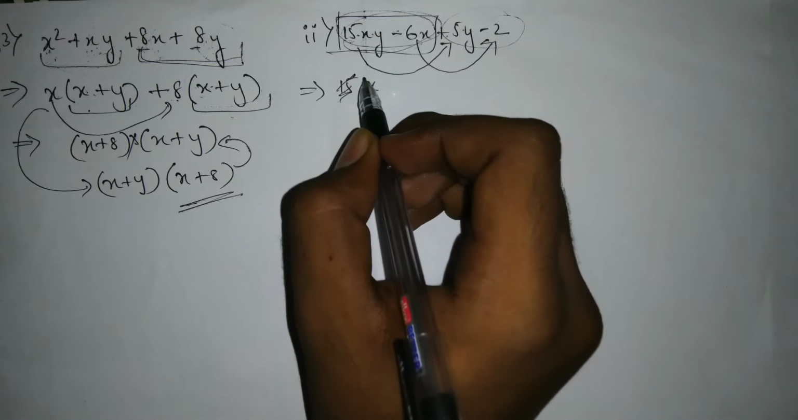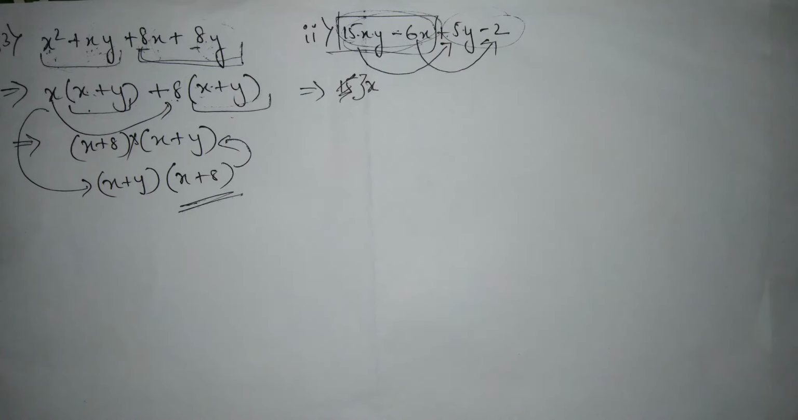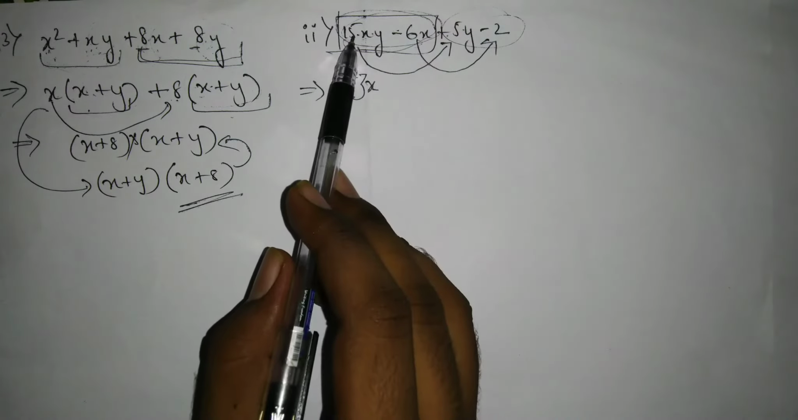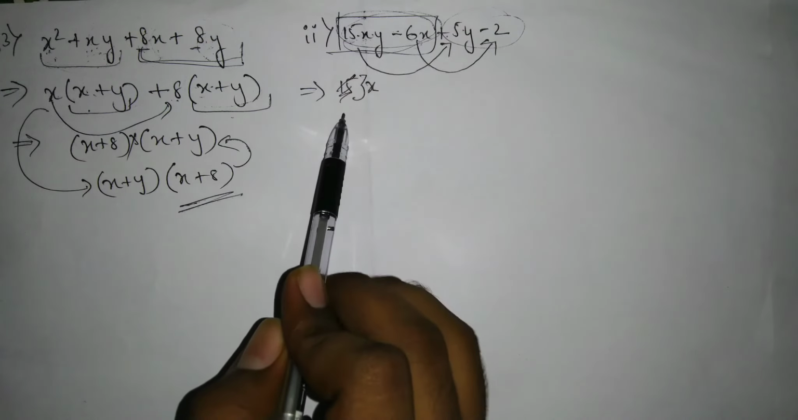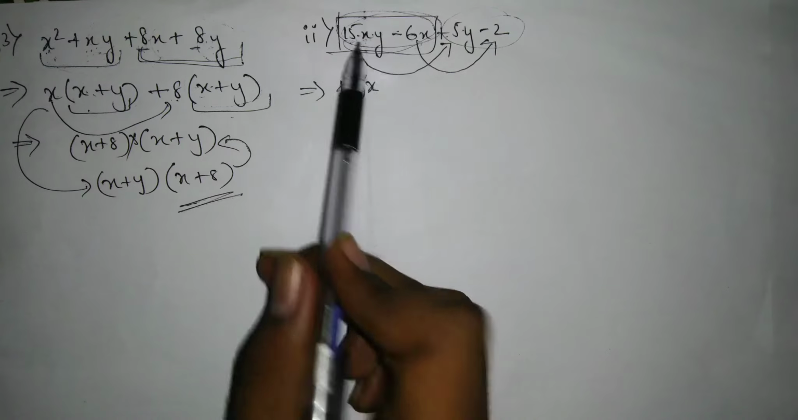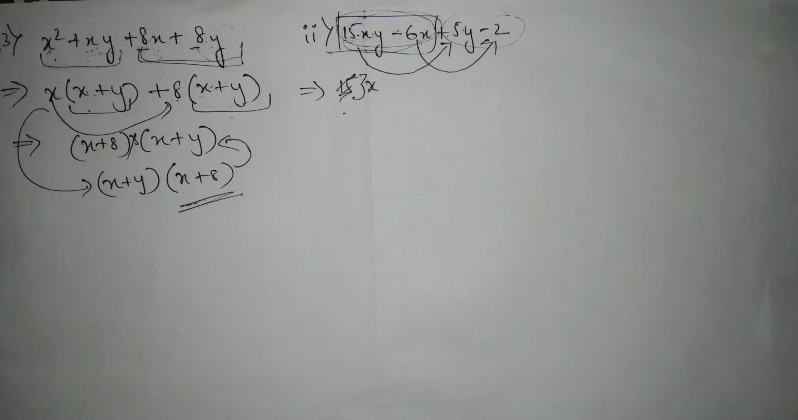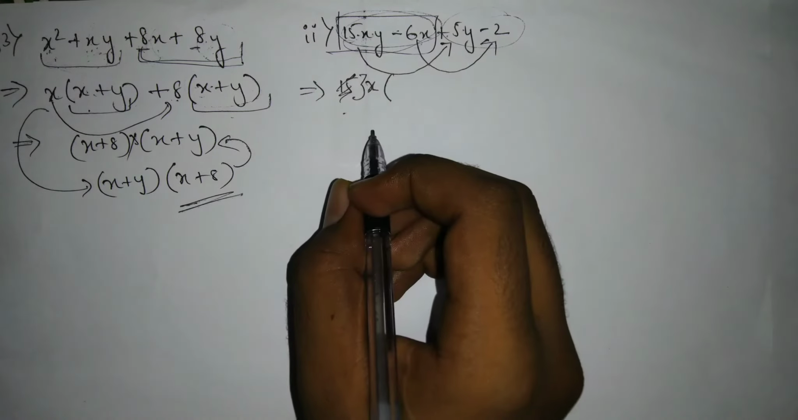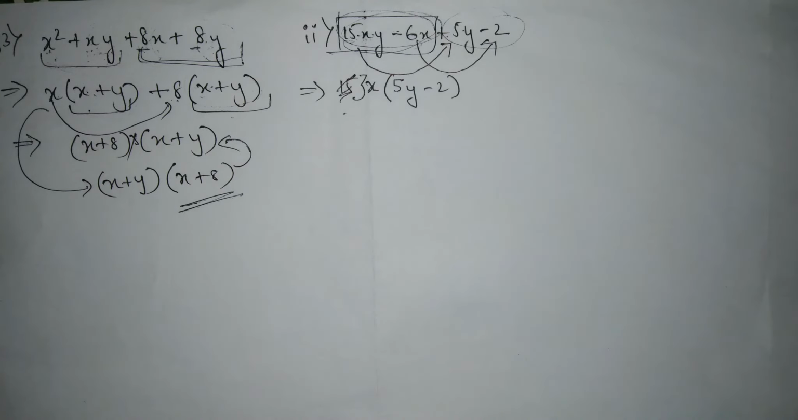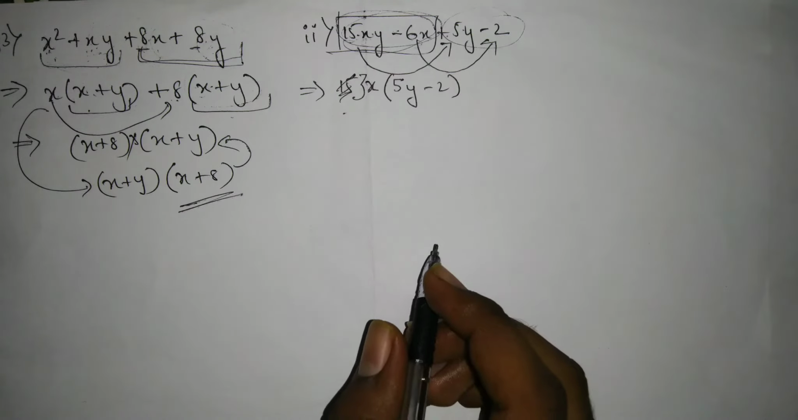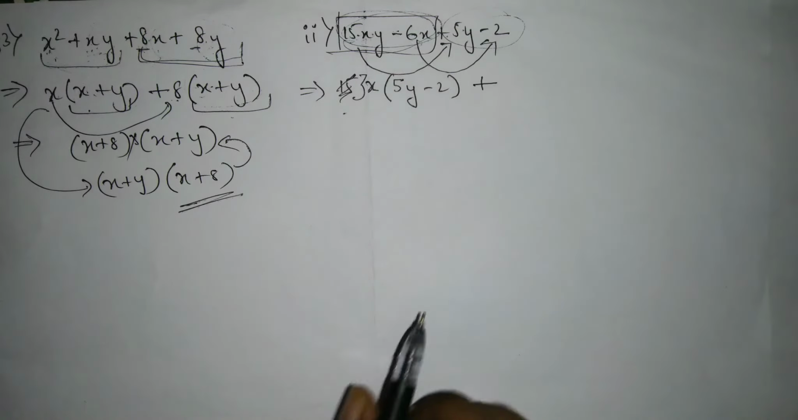And 3x will be common here. Why? Because in 15xy and 6x, in the 3 table, both the numbers occur, correct? So 3x is common. What will be the remaining term? 5y minus 2, correct? You can just multiply and see.